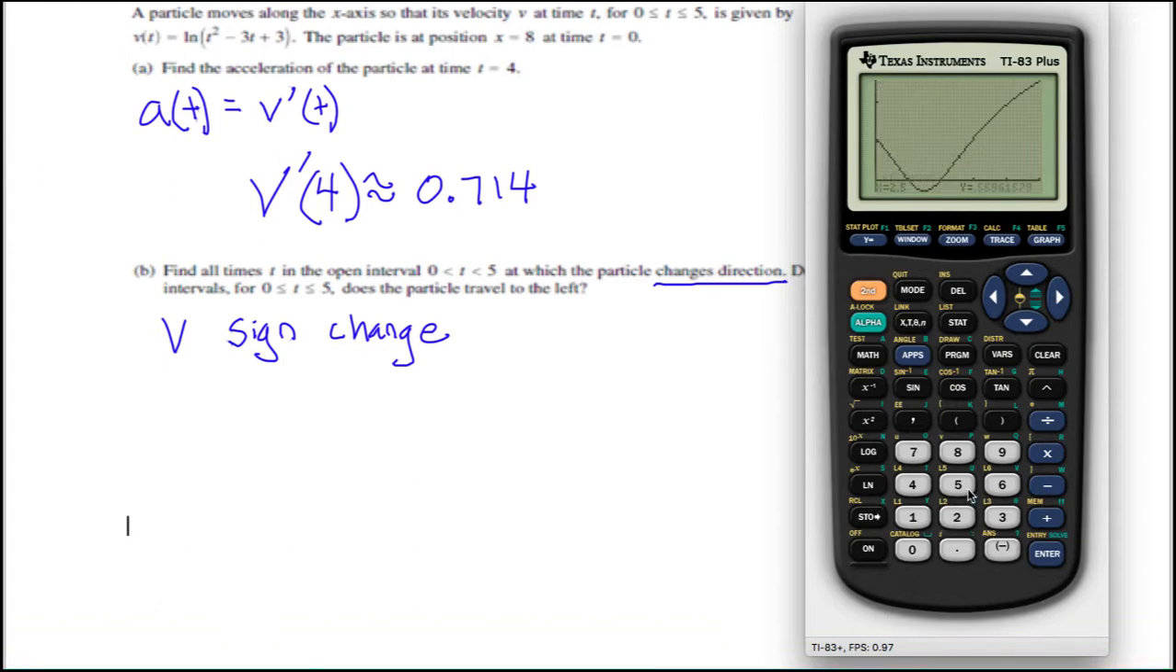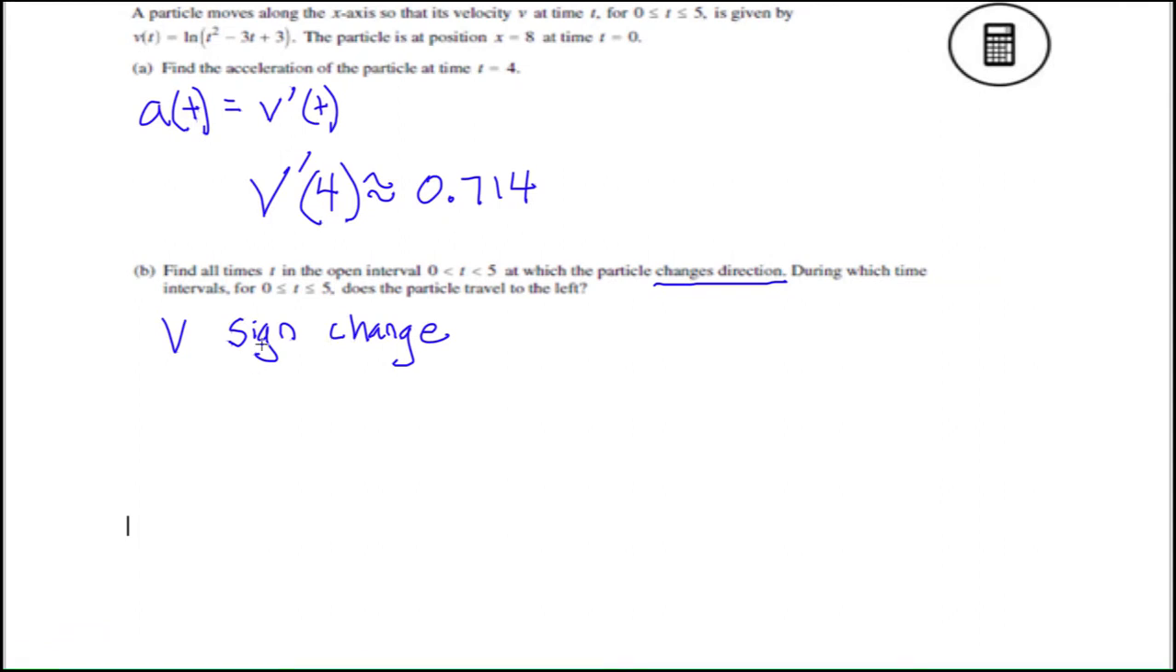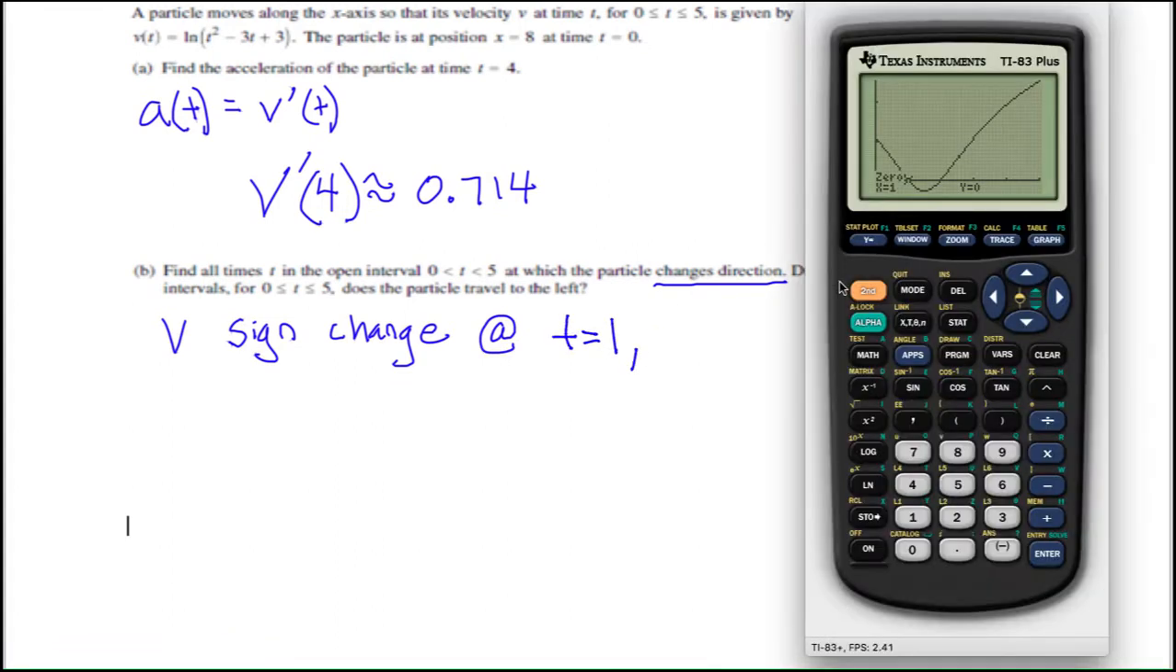So hit 2, my left bound, I'm going to say like 0, my right bound, maybe 1.5, and I'm going to guess 1. I got a 0 exactly at x equals 1. All right, so write them down. There's a v sign change at, it's not x, it's t, I guess. T equals 1, and there's another one over here.